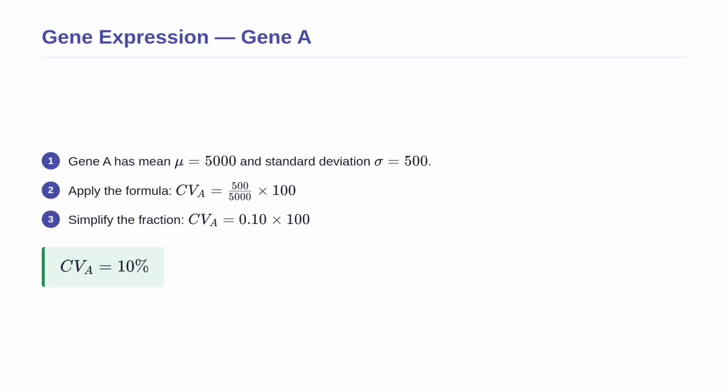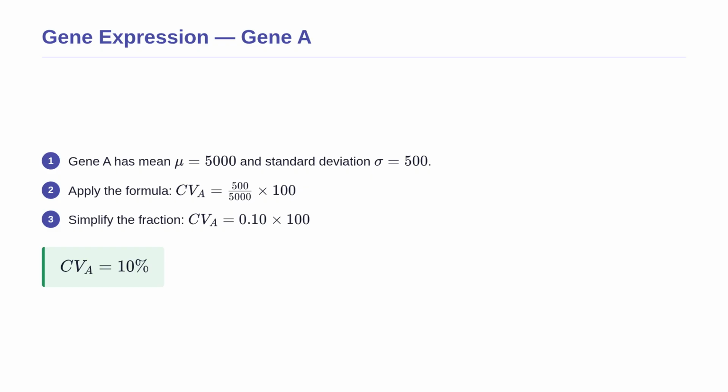Before we move on, let us see this with a concrete example. A computational biologist is analyzing 2 genes. Gene A has a mean expression level of 5,000 transcripts with a standard deviation of 500. We want to find its relative variability. We can't just look at the raw standard deviation. Instead, we divide the standard deviation of 500 by the mean of 5,000, giving us 0.10. Multiplying by 100 gives us a final coefficient of variance of 10%. This means the typical variation is about 10% of its average level.